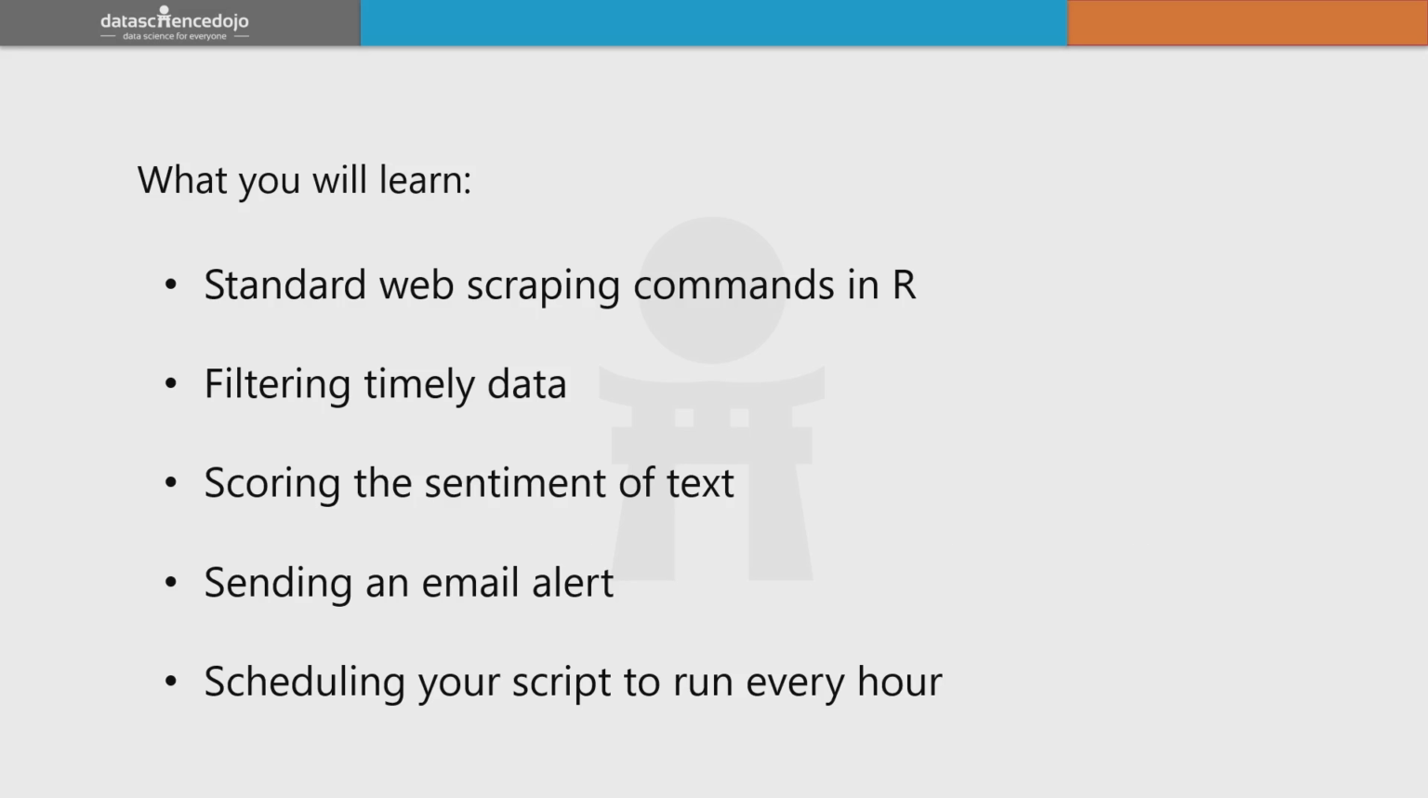Okay. So what we're going to learn tonight, I'm going to introduce you to standard web scraping commands in R. We're going to go through how to scrape the main header or title text of a web page, and also the paragraph text. We're going to be looking at timely data, so text that was published within an hour or a certain time frame. I'm going to also introduce you to a little bit of sentiment analysis. So we're going to be scoring the sentiment of the text.